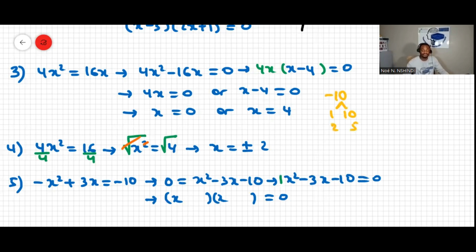Now I'm going to look at which pair will make a sum equal to negative 3, the coefficient of the middle term. With 1 and 10, we will never make negative 3, but with 2 and 5, yes, we can. This is possible if you have a positive 2 and a negative 5. So over here, we just place plus 2 and then negative 5. Then we can say that x equals negative 2 or x equals positive 5. So that was question 5.